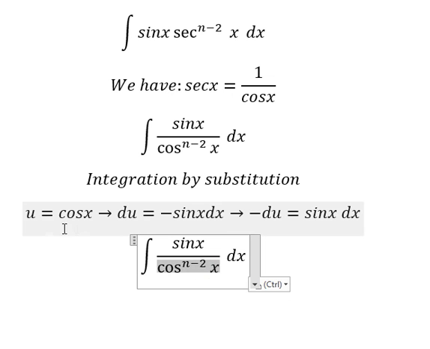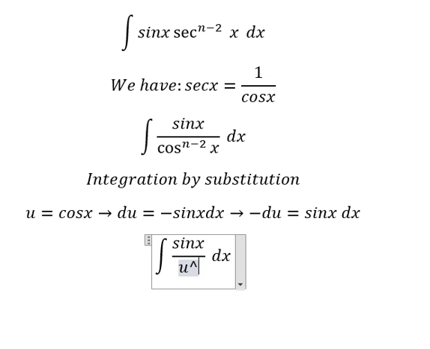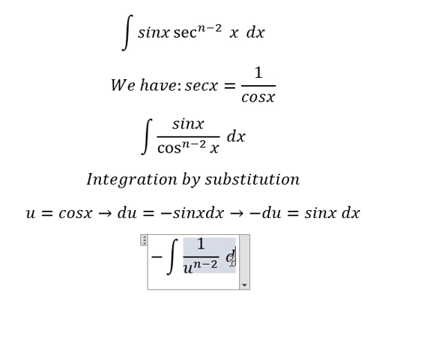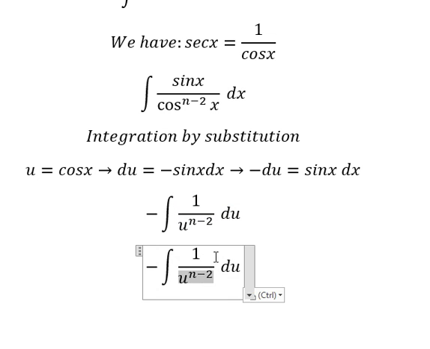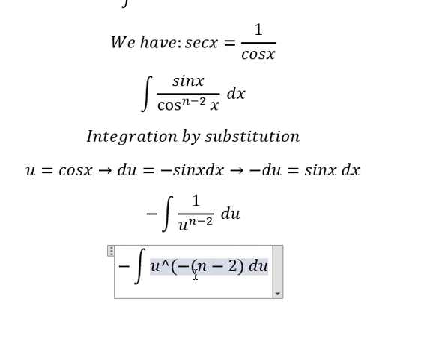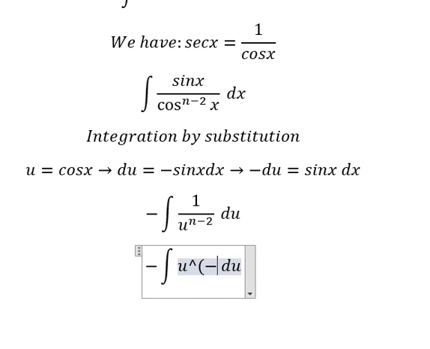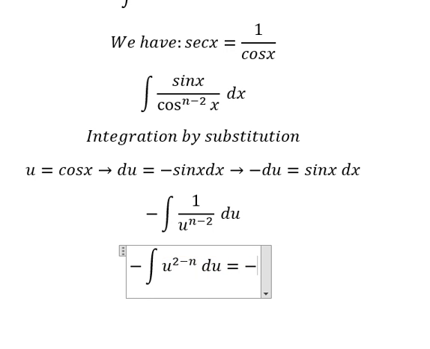So this one we change for u, and cos and sine x dx we change for negative du. So if we want to put this one to the numerator, I will put the negative sign on n minus number 2, and this one becomes 2 minus n. And now we have the final answer.